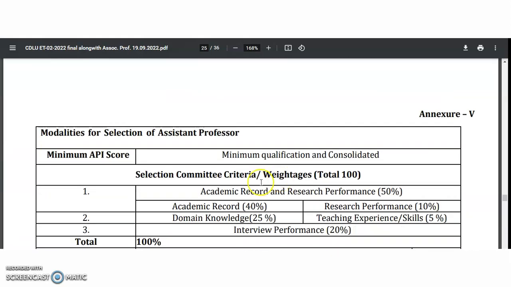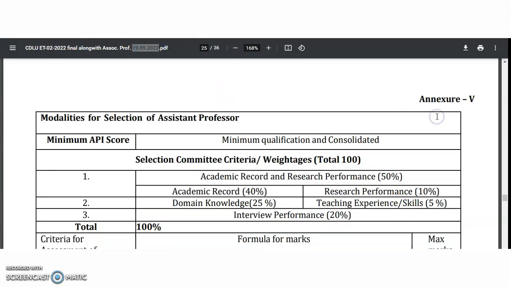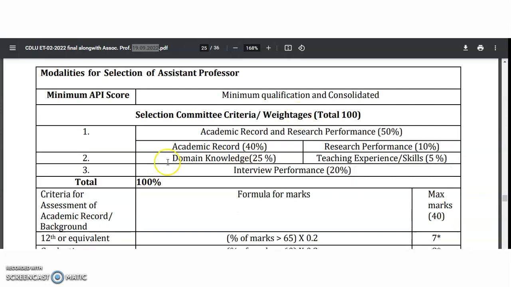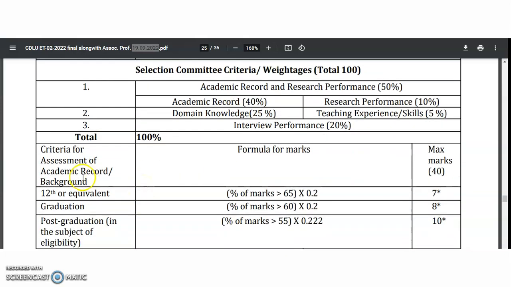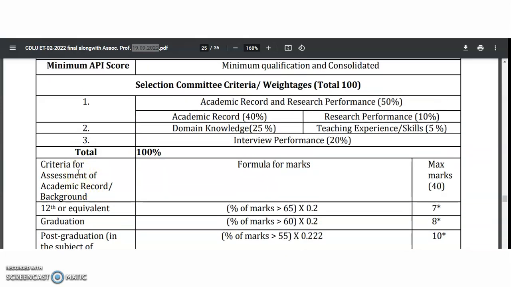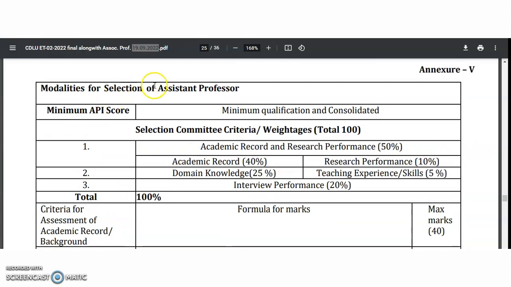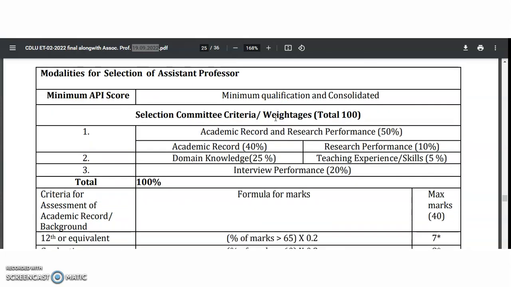So these are the modalities for the selection of assistant professor in this university. This notification came on 19/9/2022. You may check the date here also. Here is Annexure 5. In this one they mentioned the criteria for assessment of the academic record or background. It is for the assistant professor selection only.